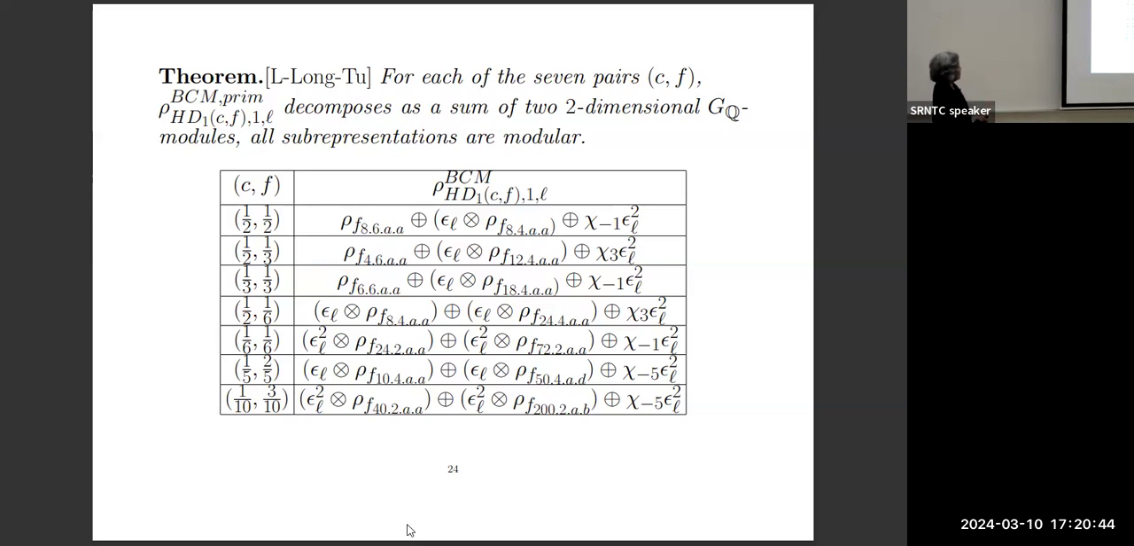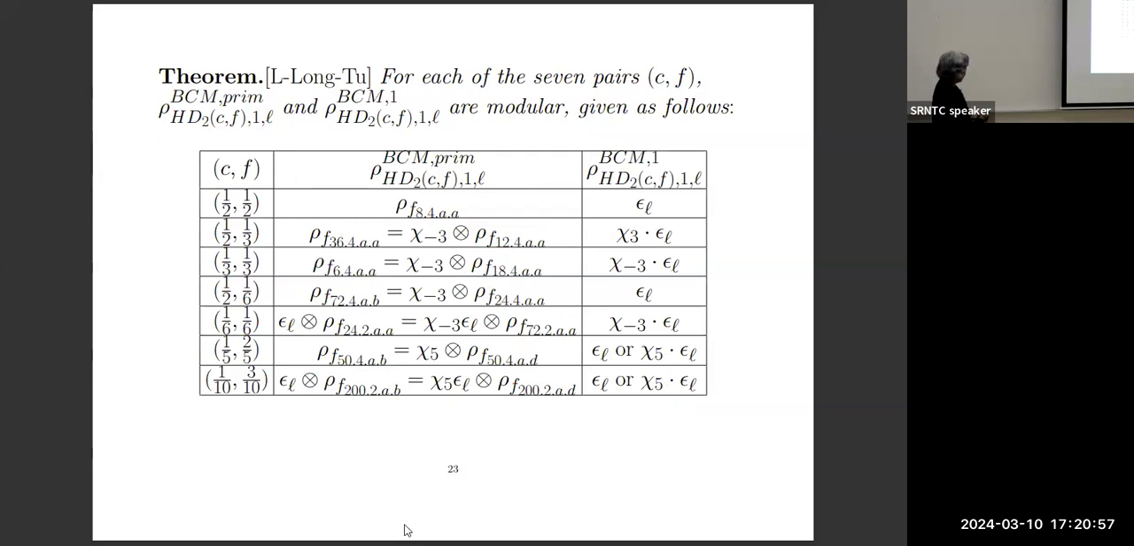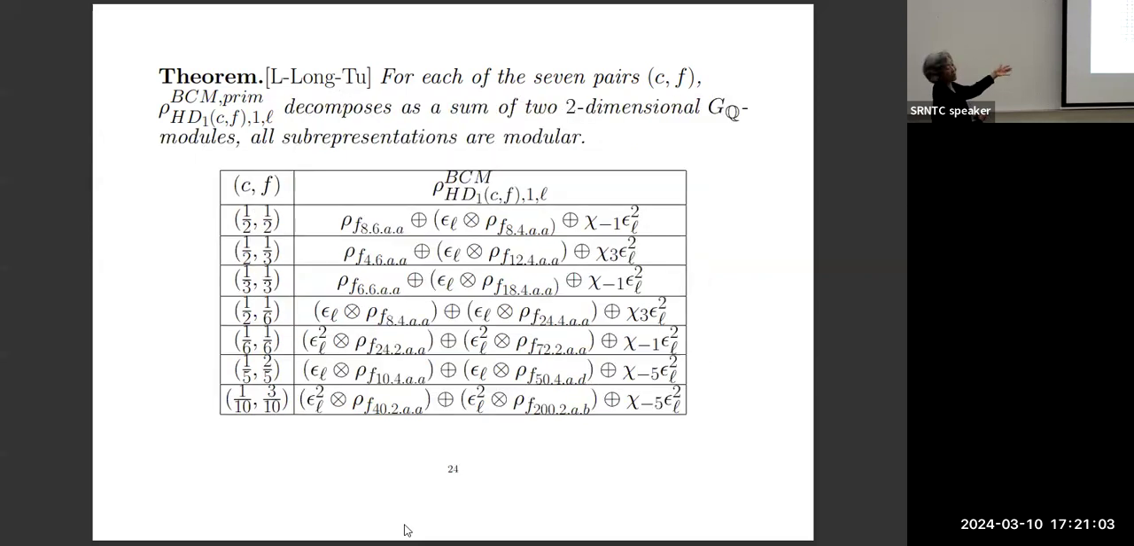As I pointed out, because of the non-uniqueness of the extension, the BCM representation itself actually picks up something slightly different. Instead of picking up the first one, it picks up the second character's modular forms there. But anyhow, it's automorphic.